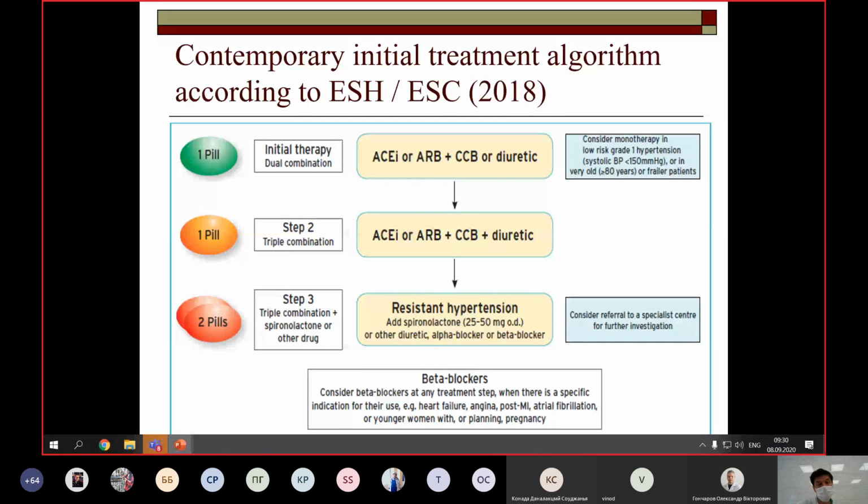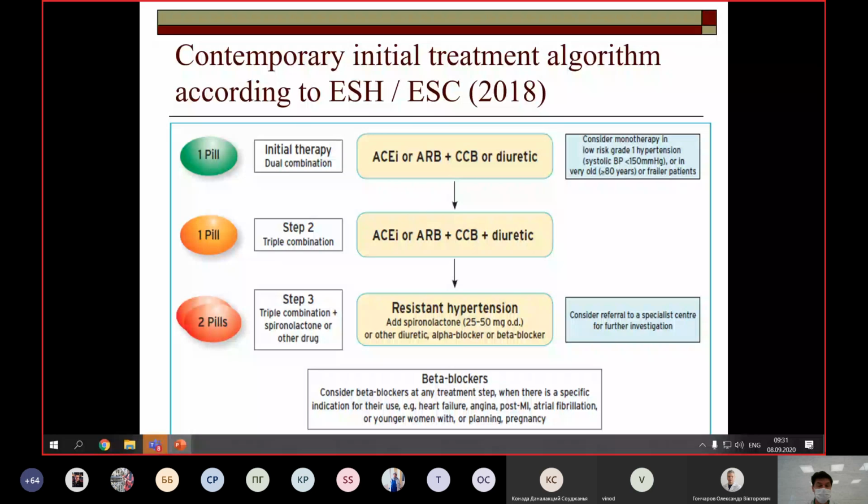This protocol was prepared by the experts of the European Society of Cardiology 2 years ago, for patients having clear arterial hypertension without any comorbidities or multimorbidity states. The main principle of this protocol is that a low-dose dual combination is clearly better when compared with monotherapy. That's why to initiate the treatment, please use the combination at the early stage. So to initiate the therapy, please use a dual combination.